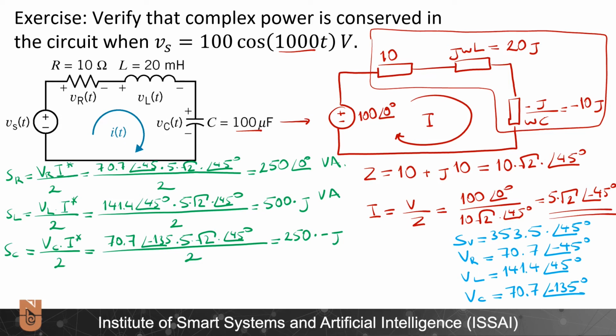Now let us add all the power delivered to SR, SL, and SC. SL plus SR plus SC is equal to 250 plus 250j, which is equal to 353.5 with an angle of 45 degrees. And voila, this is exactly equal to the power supplied by the voltage source. And therefore, we can conclude that the complex power was conserved in this circuit. We are done.